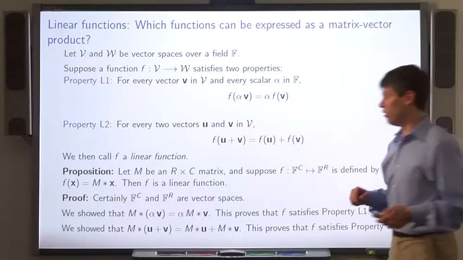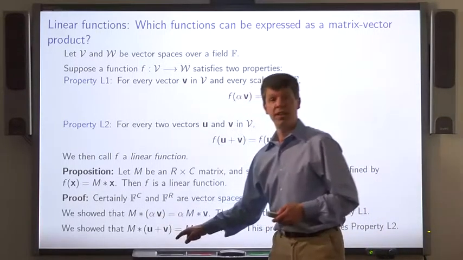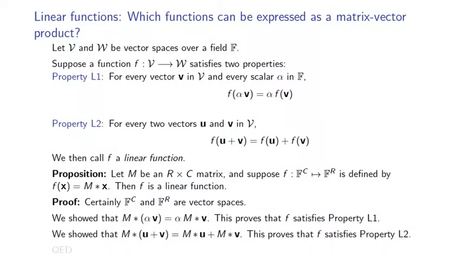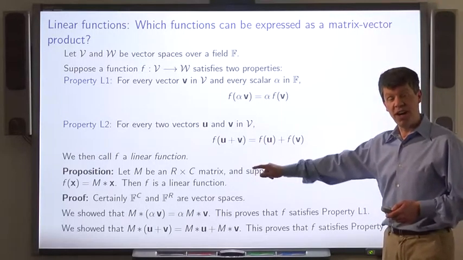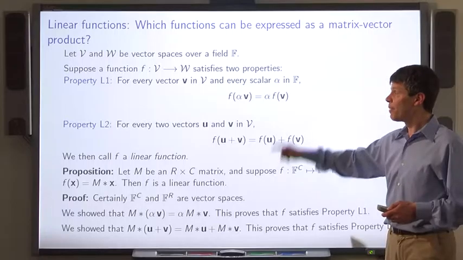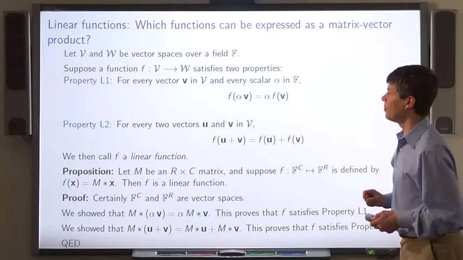We also showed earlier that M times the vector sum u + v equals the vector sum of M times u and M times v. And this proves that the function satisfies property L2. So any function defined by matrix vector multiplication is a linear function.